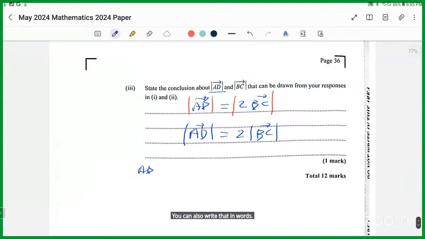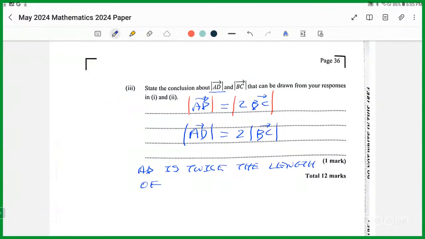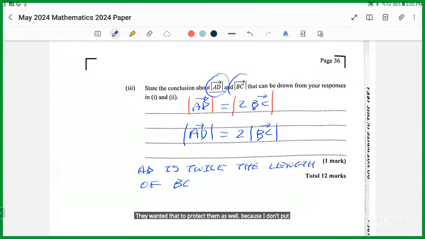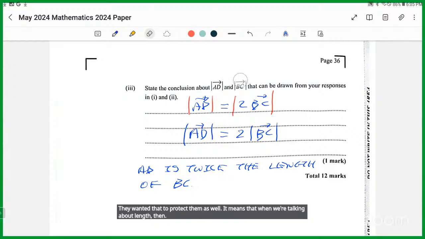AD is twice the length of BC, and they're also parallel. AD is parallel to BC. If they wanted that, you could tell them that as well. But because they put the modulus on this, it means that they're only talking about length. They're not talking about parallelism.